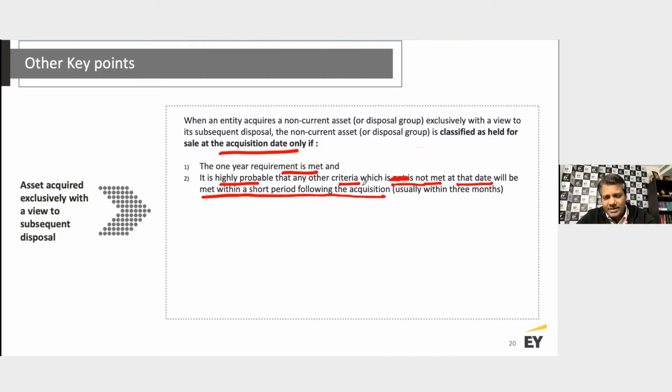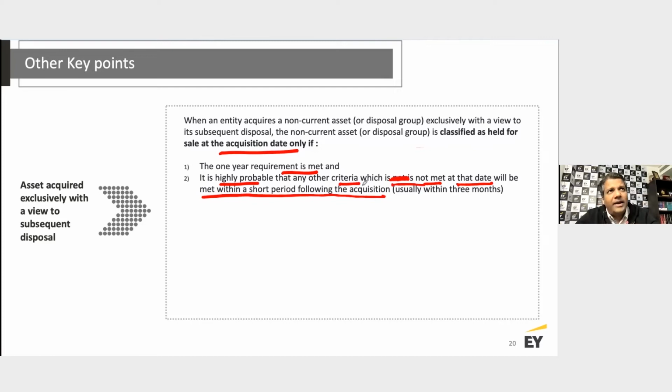What were those criteria? That management with the requisite authority has committed to a plan to sell the asset. That I've started actively looking for a buyer. That I am marketing this expecting a reasonable price. That it is possible to complete the process in the next 12 months. And that I'm unlikely to go back on my words, I'm unlikely to go back on this plan. So these 5 criteria.